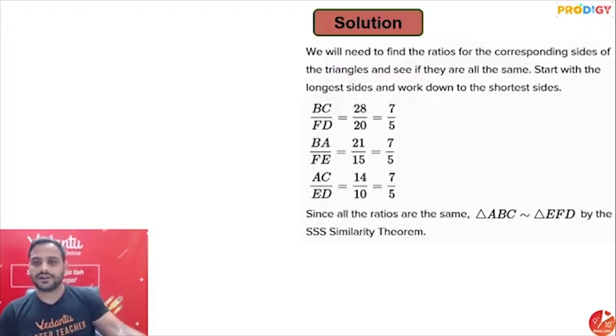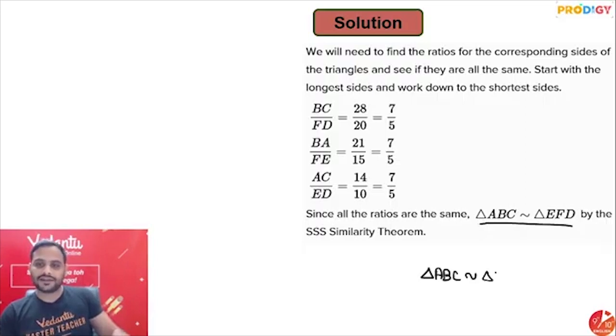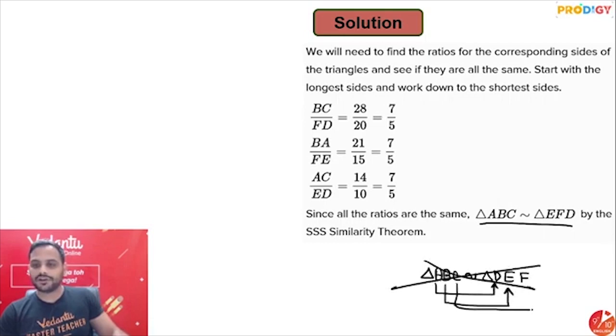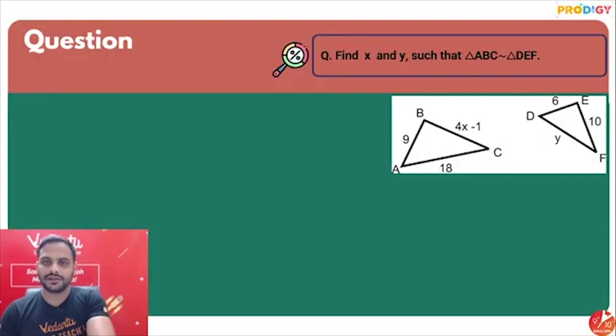Please remember, it is very important to write this in the correct order. If you write triangle ABC is similar to triangle DEF, then it will be considered wrong, because A and D are not the corresponding points, B and E are not the corresponding points, C and F are also not the corresponding points. ठीक है, so corresponding points you have to see here.